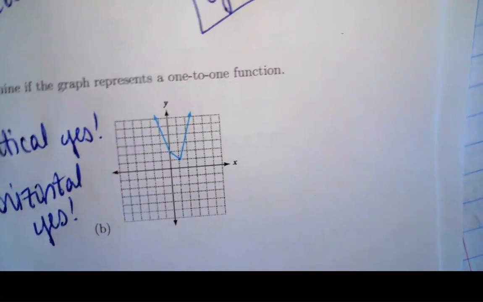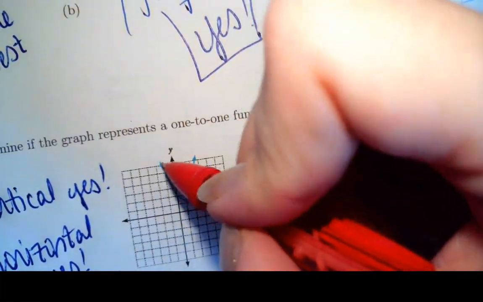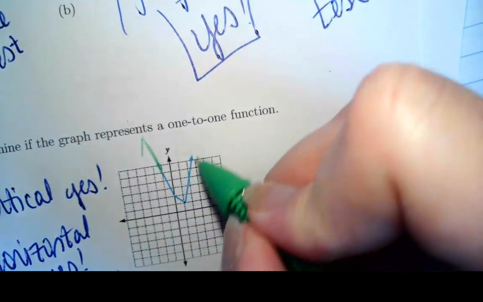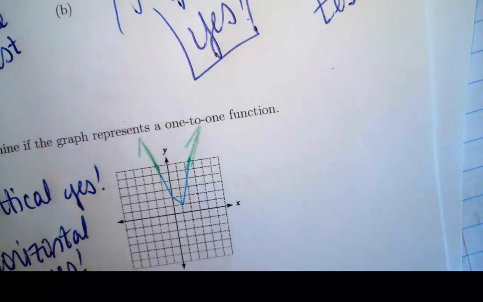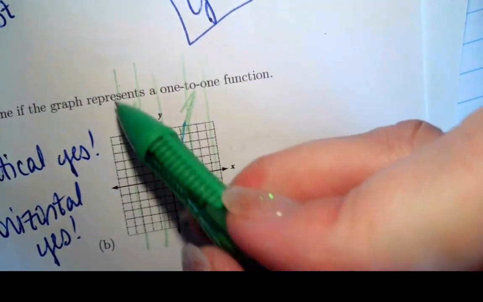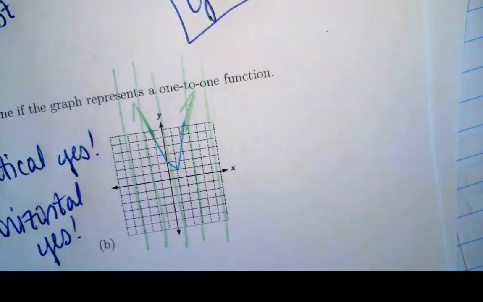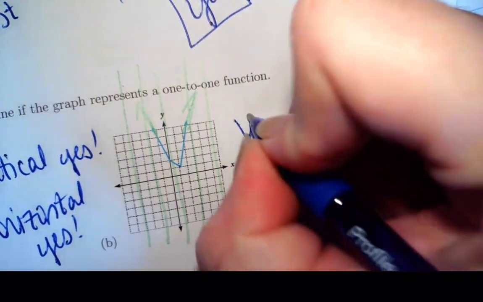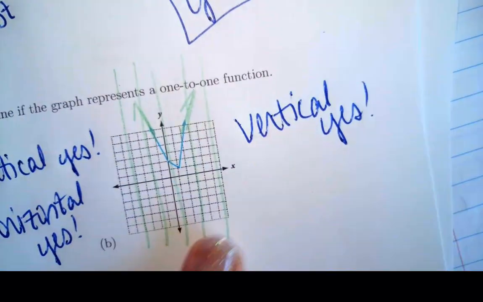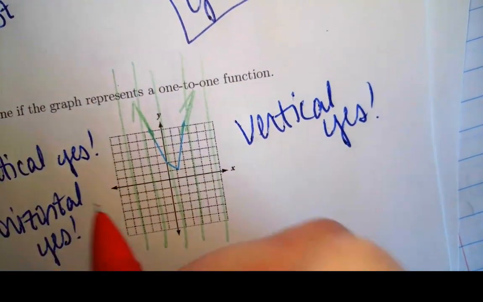Okay, so let's try this one. So remember that this is going to be going forever to the left and up, and forever to the right and up. So the question is, does it pass the vertical line test? Regardless of where I draw a vertical line, it's only going to hit my picture, which is the blue part, once. So does it pass the vertical line test? Yes, it does.